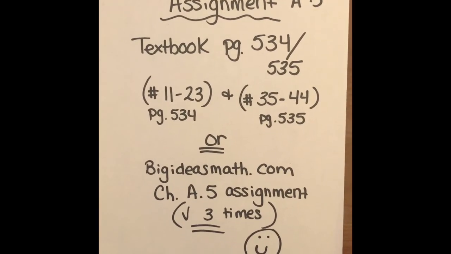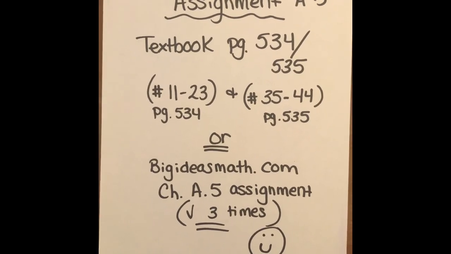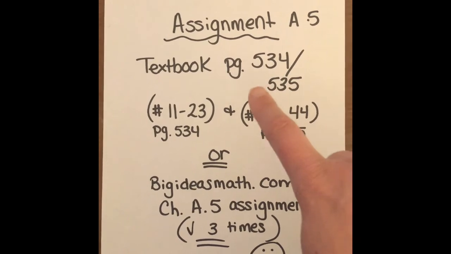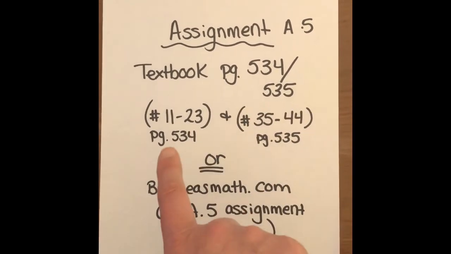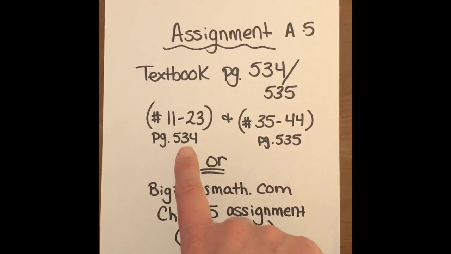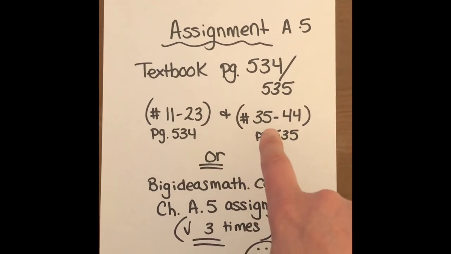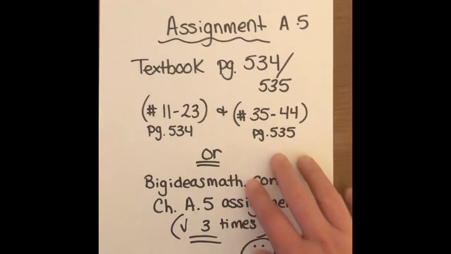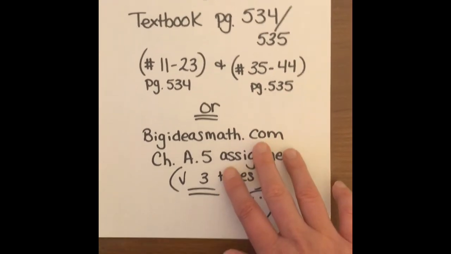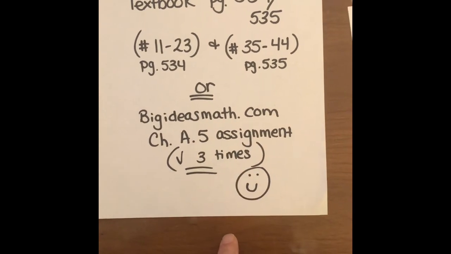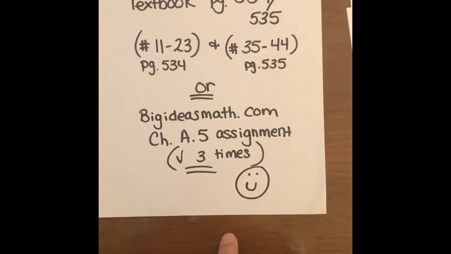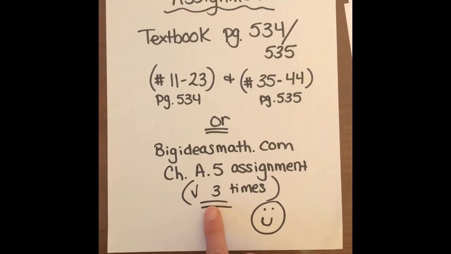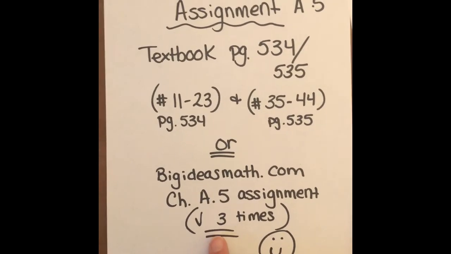All right, hopefully now you're ready to try some on your own. Your assignment for chapter A.5 is either the textbook, page 534 and 535. I need you to do 11 through 23 on page 534 and 35 through 44 on page 535. Take a picture, send it to me in email so you can get credit for it. Or you can go to bigideasmath.com and there is a chapter A5 assignment there for you. I've given you up to 3 times to check your answer. So go ahead and get started on this.